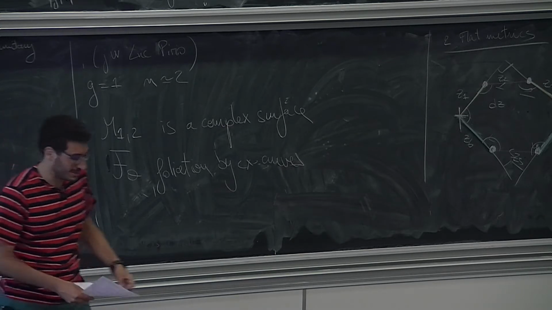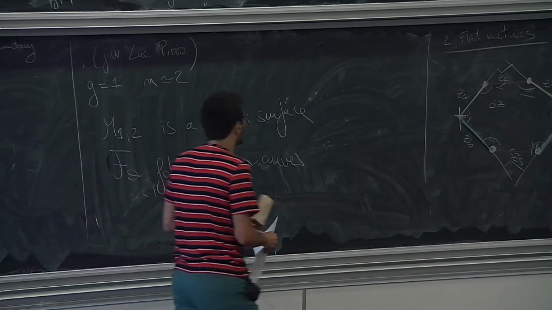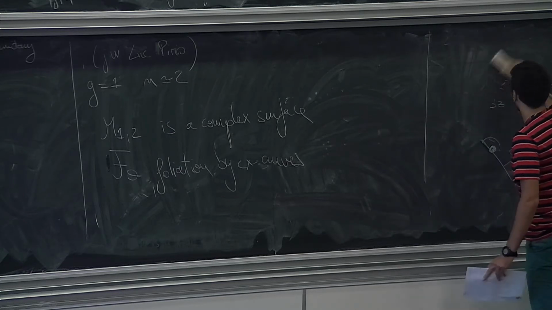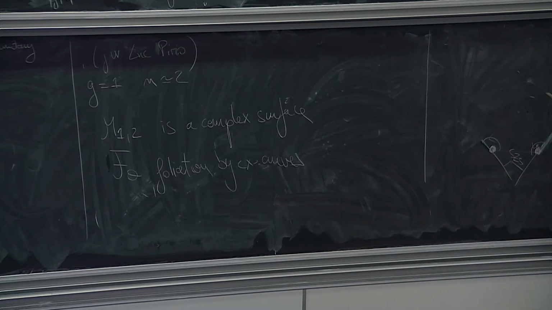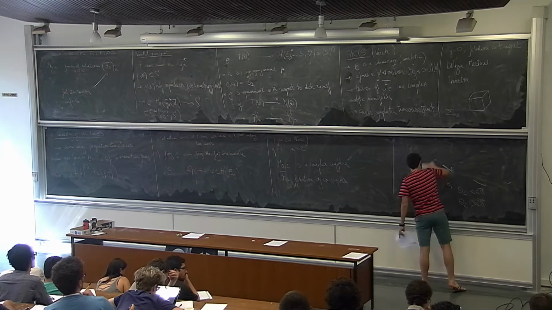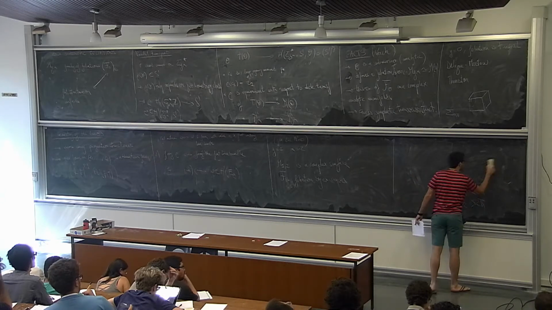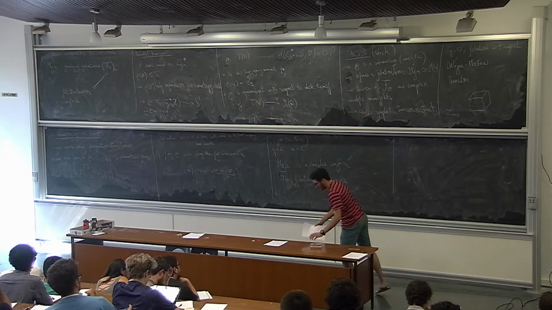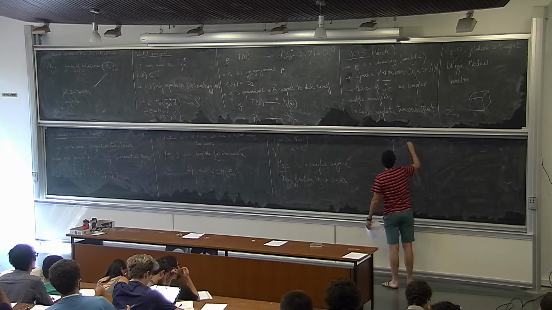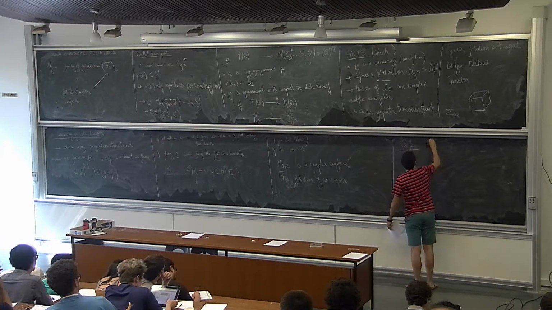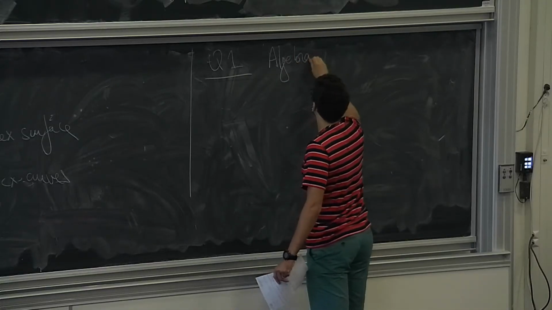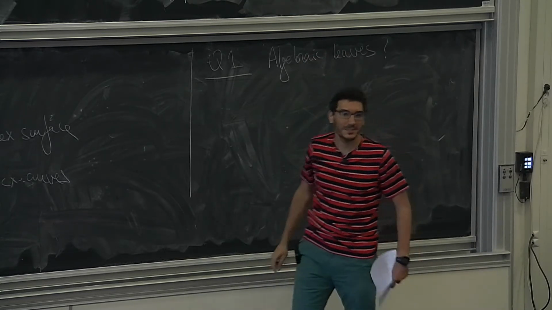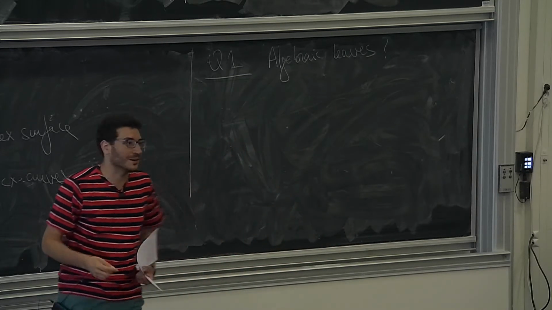And once you're convinced of that, well, the first question you might want to answer is to understand what the algebraic leaves of the foliation are. Are there at all any algebraic leaves? So question 1. It's not a question, let's say it's a problem. Algebraic leaves. Do they exist? Who are they? How many are there?